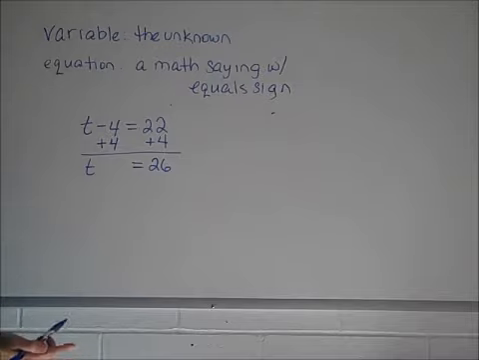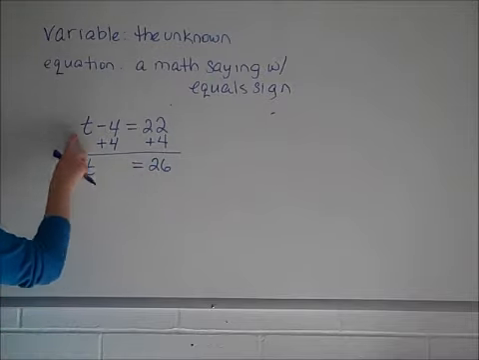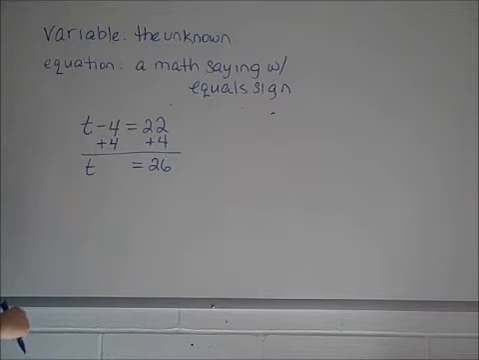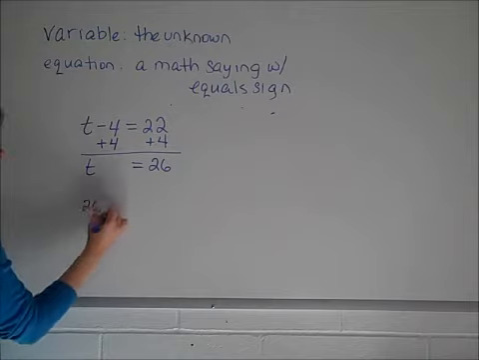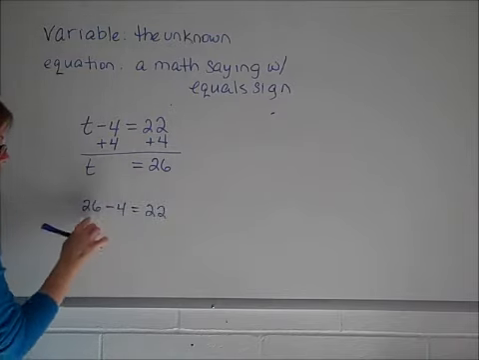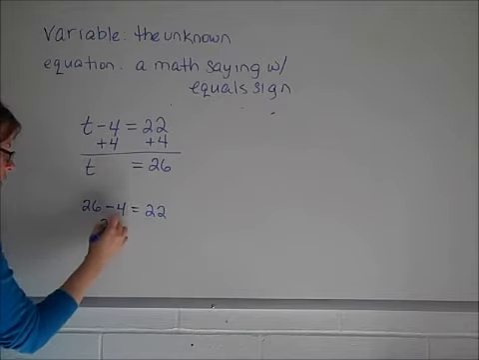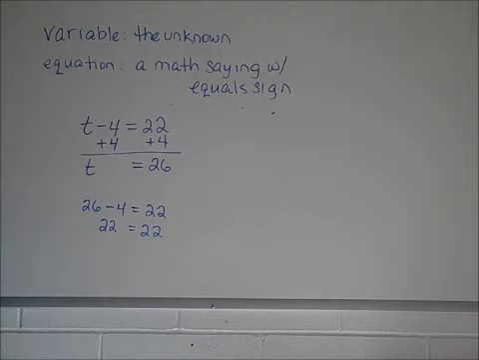Now to check it, to see if we're right, we take the value that we got for the variable and plug it back into the equation to see if it's true. So in place of T, I'm going to write 26. Everything else follows. Minus 4 equals 22. 26 minus 4 is 22. Since they are the same on both sides, we know that we got the correct answer for this equation. Let's try another.